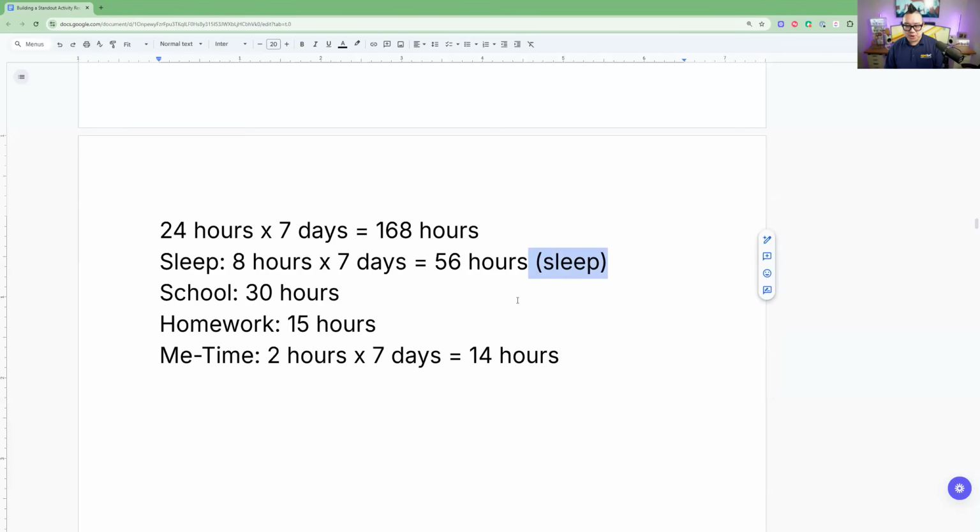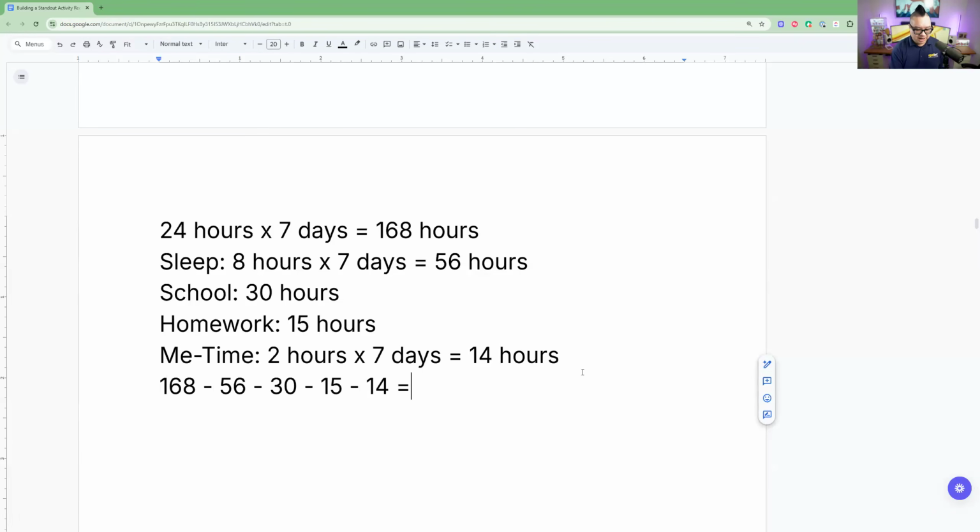When you do the math of 168 minus 56 minus 30 minus 15 minus 14, you end up with, is it 53? 168 minus 56 minus 30 minus 15 minus 14, 53 hours left in a week. Okay, so there's a lot of hours left in the week, and these are like the non-negotiables, right? So these are what you have to do.